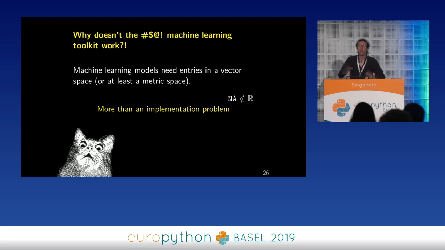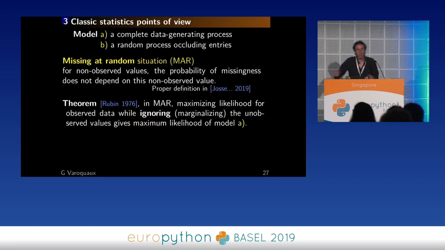It's just easier for machine learning to draw analogies if it knows links between data, and a missing value is nowhere there. So it's slightly more than an implementation problem. There's a fundamental problem there. There's a very, very advanced and thorough literature on missing values in statistics, and let me summarize it really quickly for you.